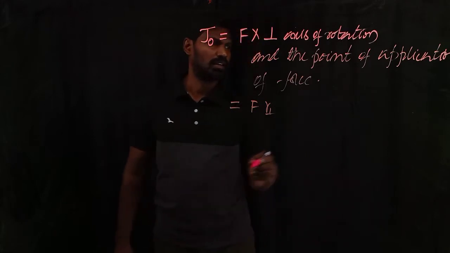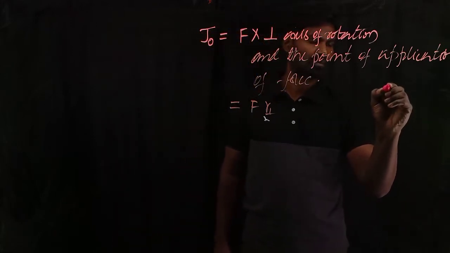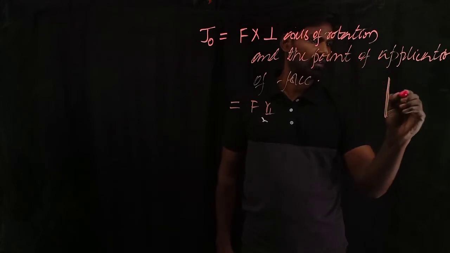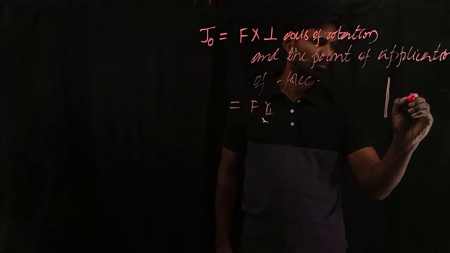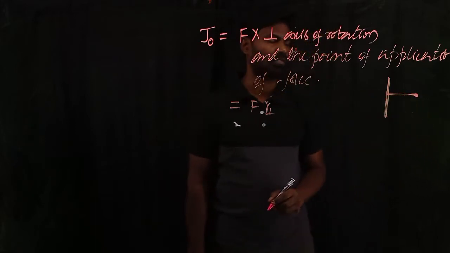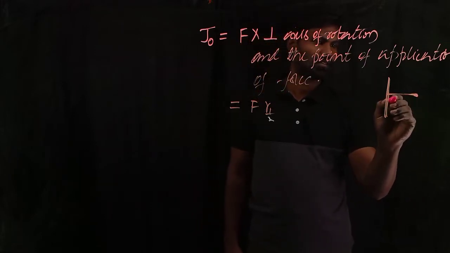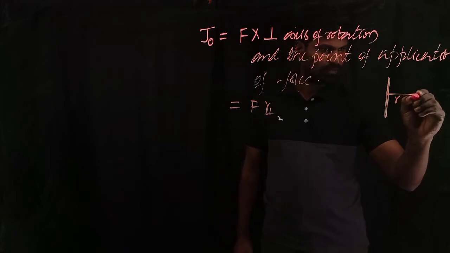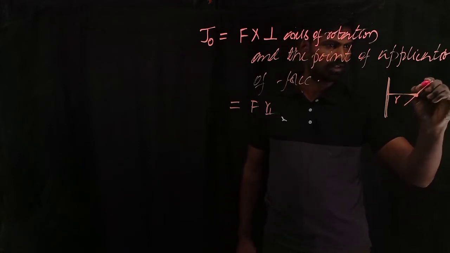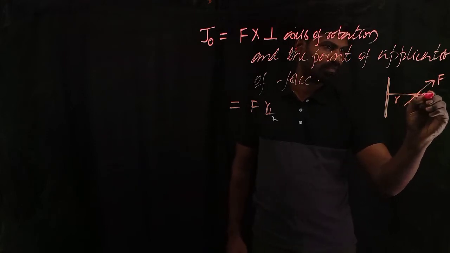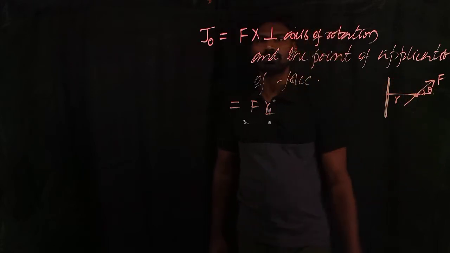So to understand this, simply consider this diagram. Here this is the axis of rotation. Here there is a particle P of mass m. The distance of the particle from the axis of rotation I'm calling R. Now, there is a force acting on this particle in an arbitrary direction like this, where the angle between the force and this axis of rotation, I'm taking it as theta.